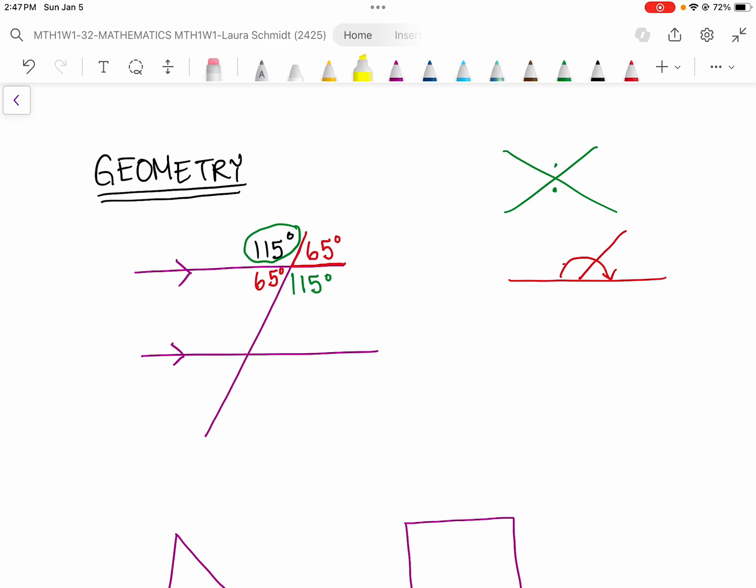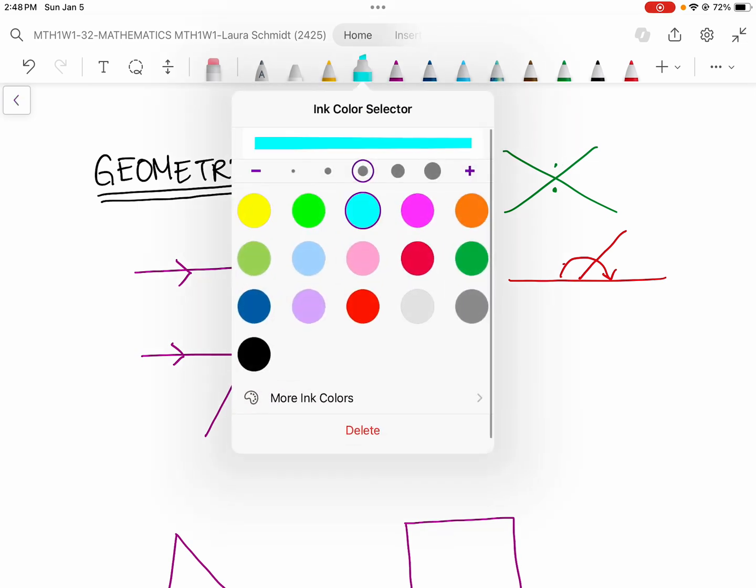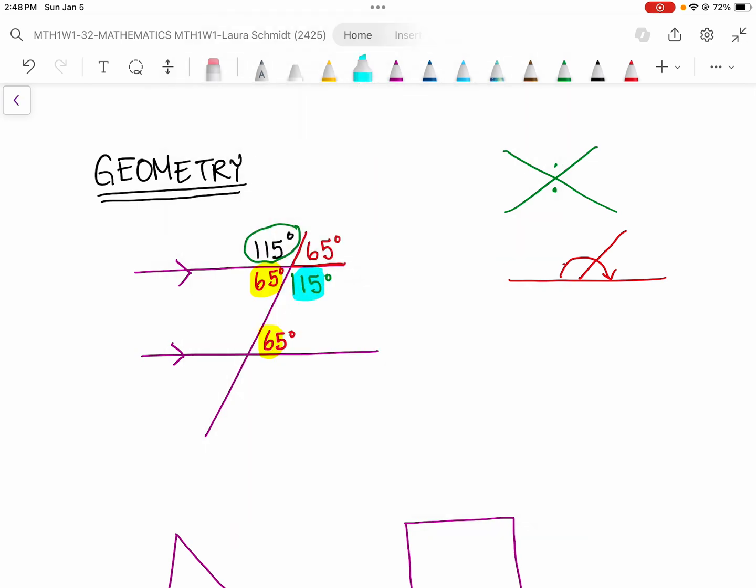And now using our parallel lines thing, there's lots of things we can figure out. We know alternate angles, so these two are the same. So this angle has to be 65. And then using the same alternate angles, we know that this one and this one would have to be the same. So that would be 115.